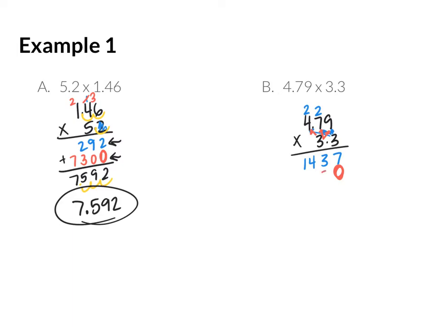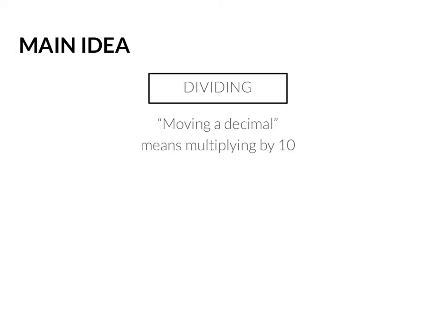3 times 9 is 27, carry the 2. 3 times 7 is 21, plus 2 is 23. And 3 times 4 is 12, plus 2 is 14, which makes sense because I had the same number being multiplied each time. When I add them together, I get a final sum of 15,807. I need to move my decimal 3 places, giving me 15 and 807 thousandths as my final answer. Here's another main idea.